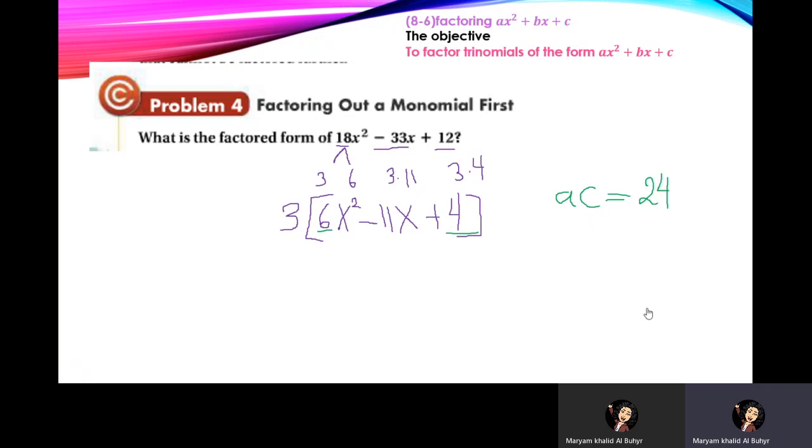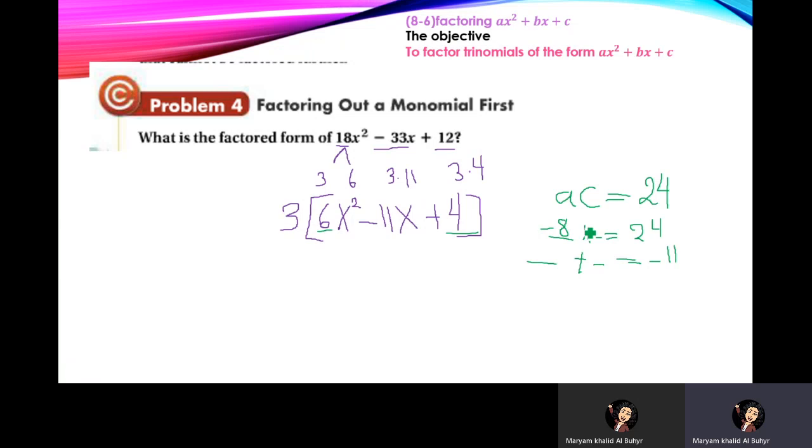Then you will think about two numbers. Once you multiply them, you will get, here it must be, yes, positive. Two numbers, it will be 24. And once you add them, you will get negative 11. That's very easy to find.